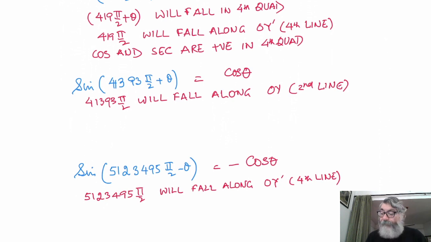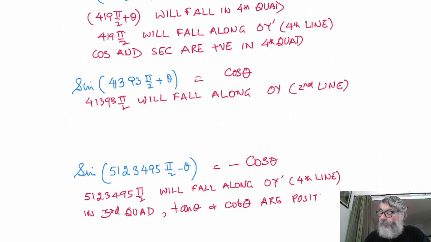So that is why, when we transform 5123495 pi by 2, see how simple it is to determine where this number is going to fall, along OY or OY dash. If it is an odd multiple of pi by 2, in the third quadrant, again I am writing, tan theta and cot theta are positive.